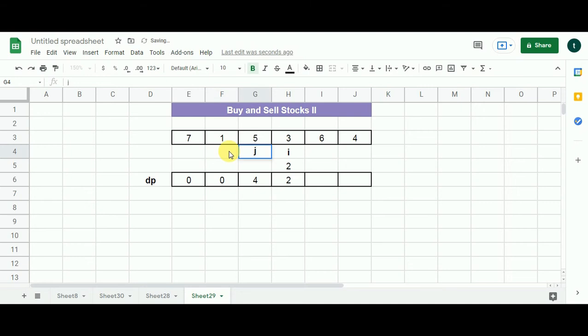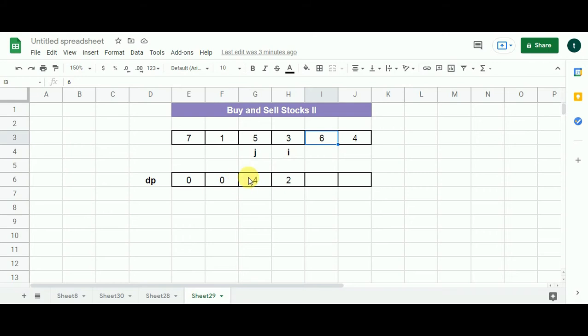j comes to this cell now and represents 5. Again, selling price is less than the buying price. So the algorithm will skip this iteration. All the iterations of j are over. So i should move to the next cell. But before that, there is something that we need to observe.